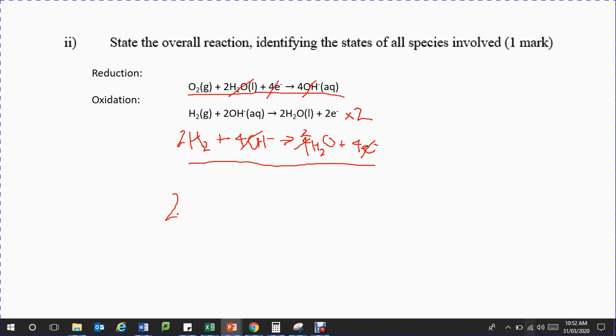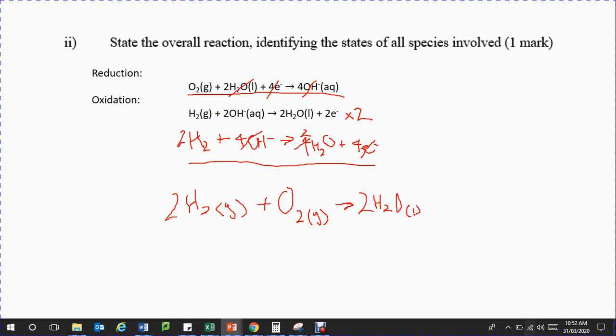So then overall I would have 2 hydrogen gas plus oxygen gas gives me 2 waters. I can't write very well with this, and that chicken is very loud. And that's my overall reaction.